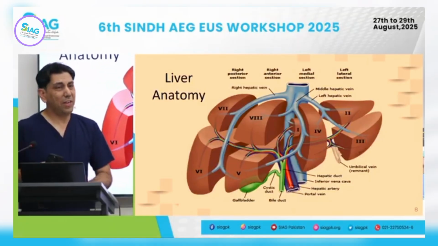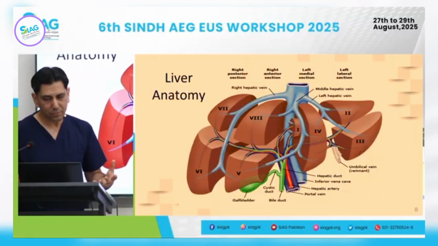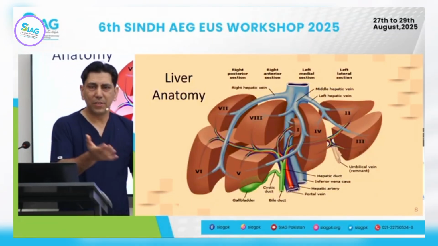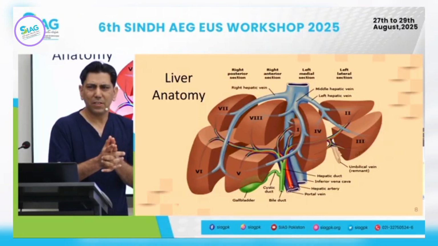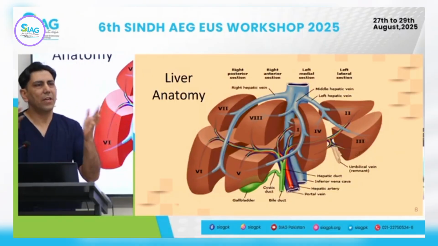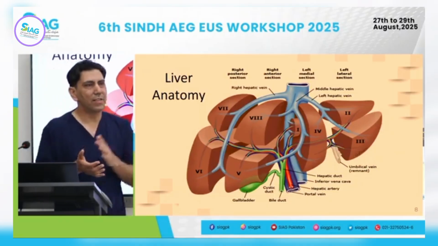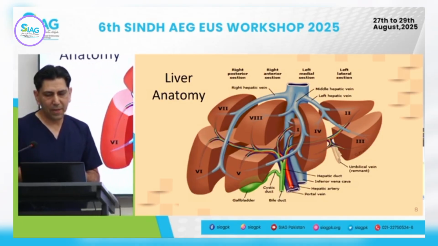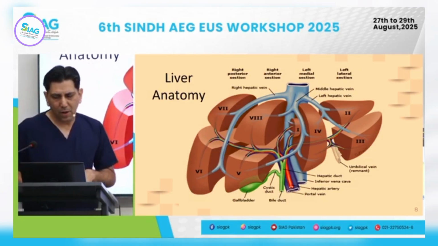Okay, now we're coming to the liver anatomy. I guess you all know the liver anatomy. Did we discuss the liver segments yesterday in the room or not? But obviously, I guess you all know. You know the right and the left lobe. You know the differentiation of liver segments.